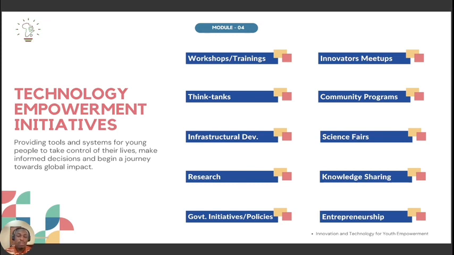Then another thing is government initiatives and policies, especially the government policies. This cannot be overemphasized, because when the government does not provide that enabling environment that allows these things to work, it's not going to work. Then another thing is to push and to encourage entrepreneurship.